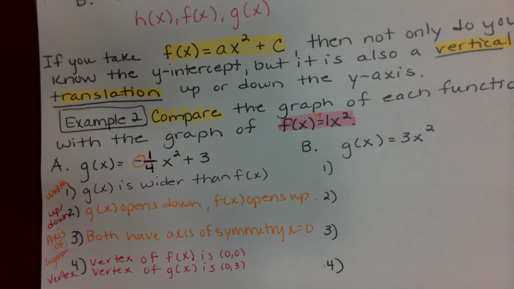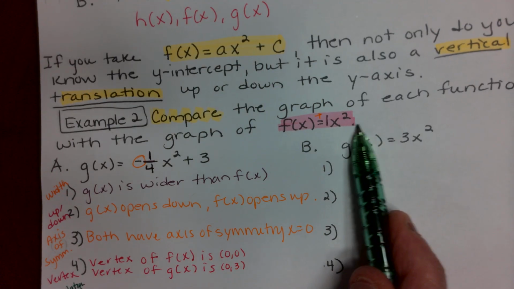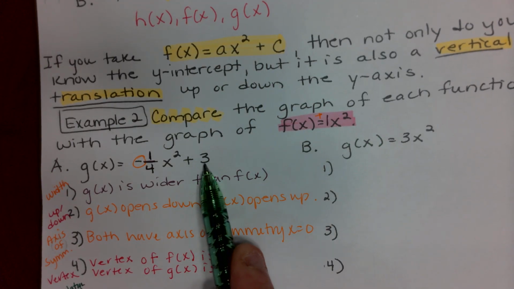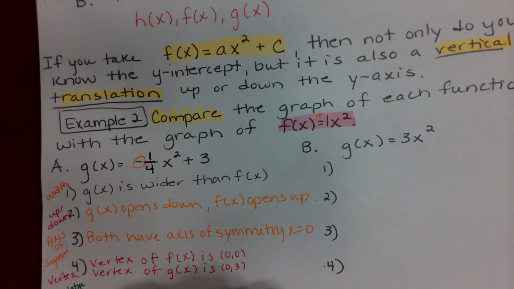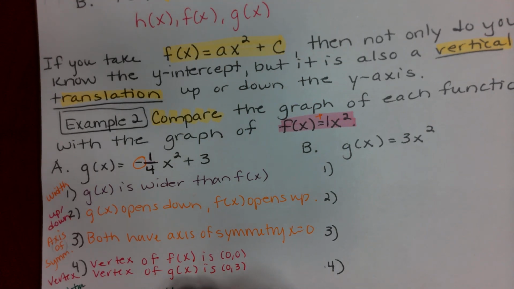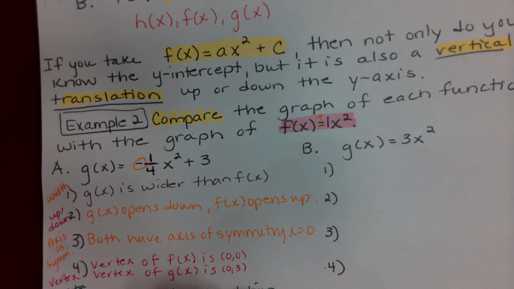Now, I'm going to add a fifth one because I just noticed it's not on here. I think this one's easier than the last two, and that is the translation. You can talk about that. This is a translation up 3. So you can say g of x is a 3 units up translation of f of x.